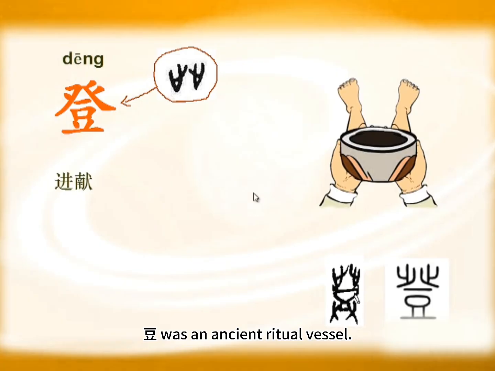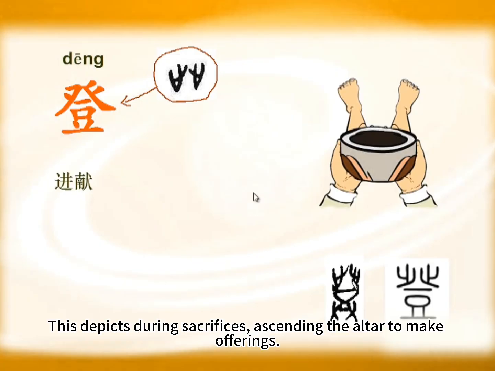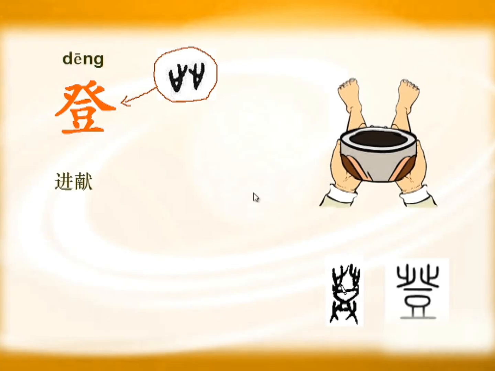Dou was an ancient ritual vessel. Above are 2 feet moving upward. This depicts during sacrifices, ascending the altar to make offerings. Later, the form omitted the 2 hands, keeping only the 2 feet. The original meaning of Deng is to offer.